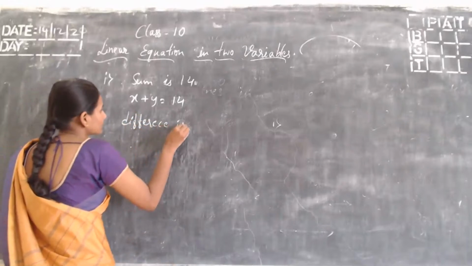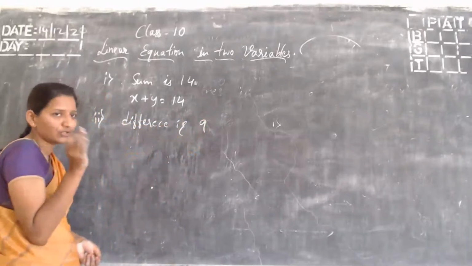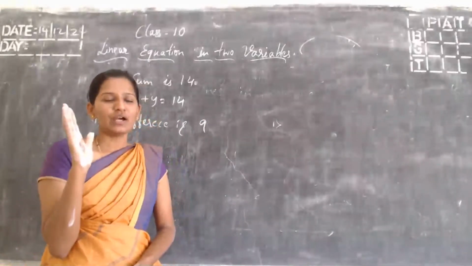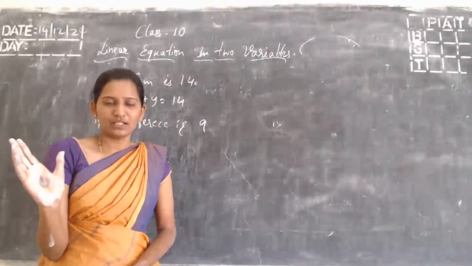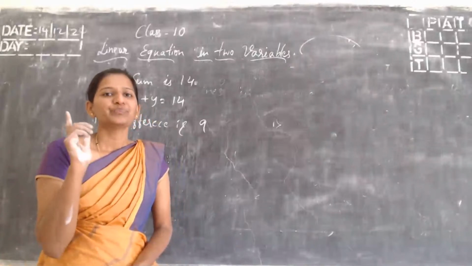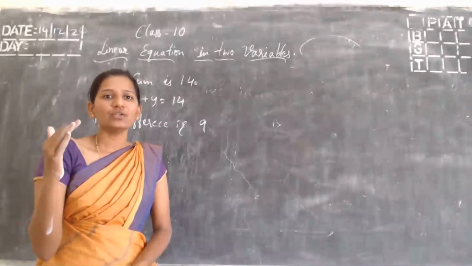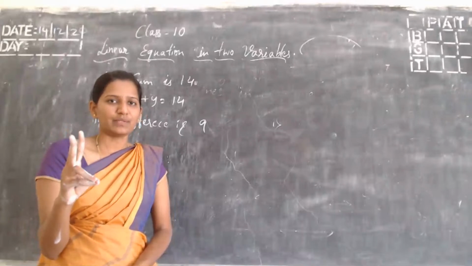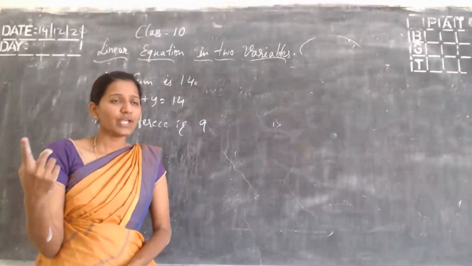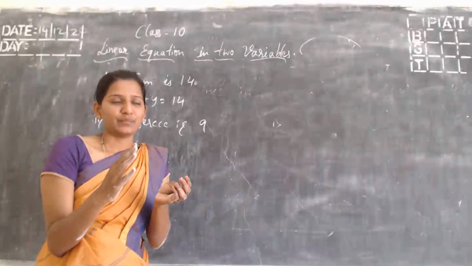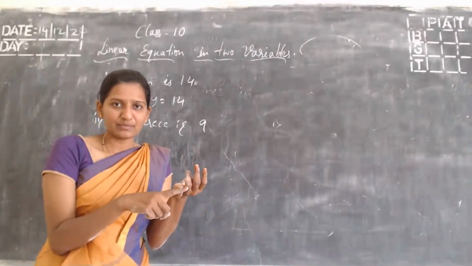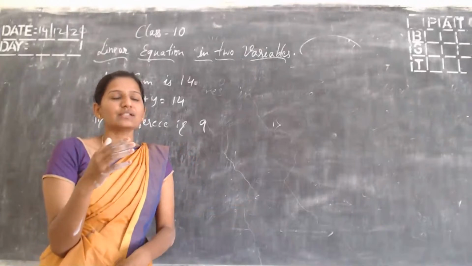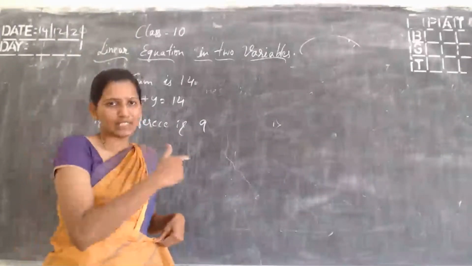Difference is 9. See, how to write an equation means first we have to read the statement clearly. Next we have to take variables. Obviously you have two variables, you should take only two variables, x and y. Next we have to connect them. Either they may have given plus or minus.